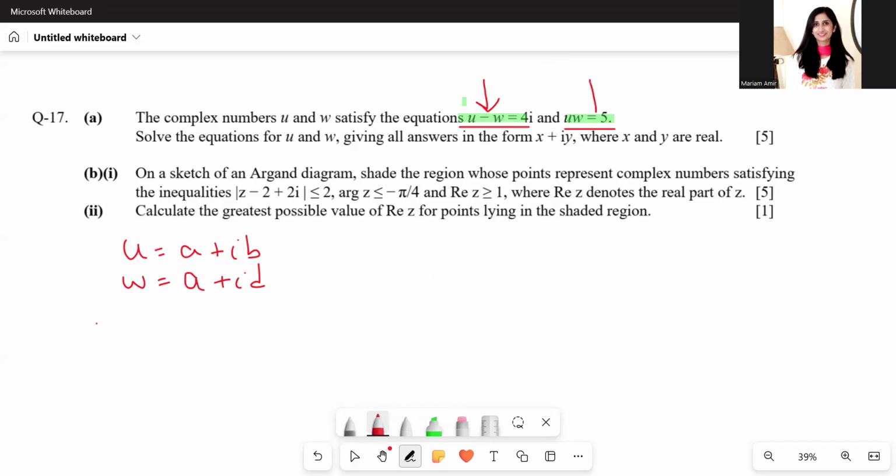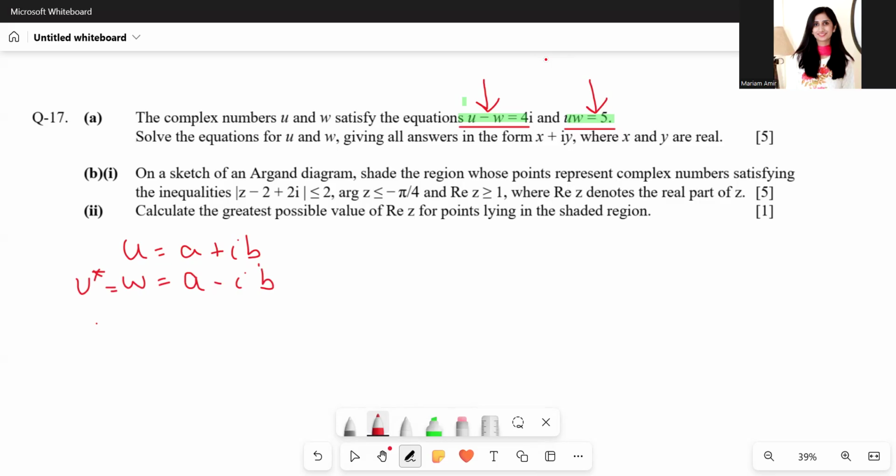Then we look over here. It says that the product is equal to a real number as well. That happens when the numbers are complex conjugates of each other. And again, the imaginary part cancels out after multiplication. So that means that w is going to be the conjugate of u. So w will be u conjugate and it will be equal to a minus ib.